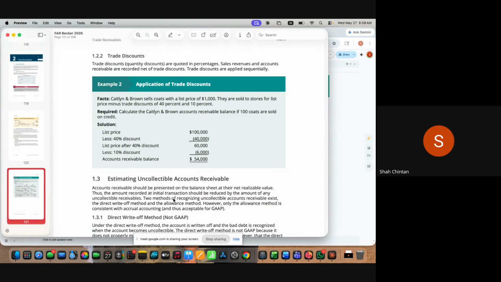Example number 2. So for the early payment, we'll still do the entries, right? For early payment, it is not called a trade discount. It is called a cash discount.